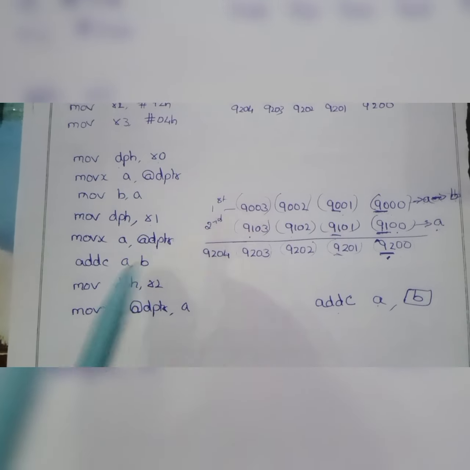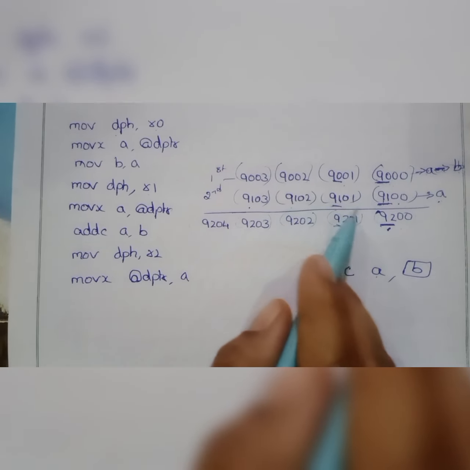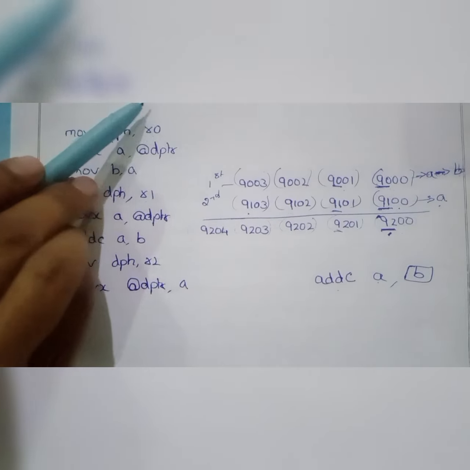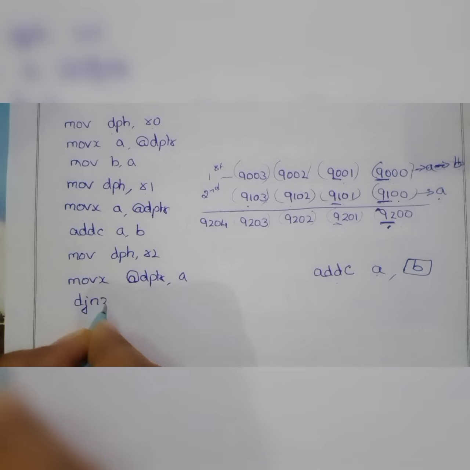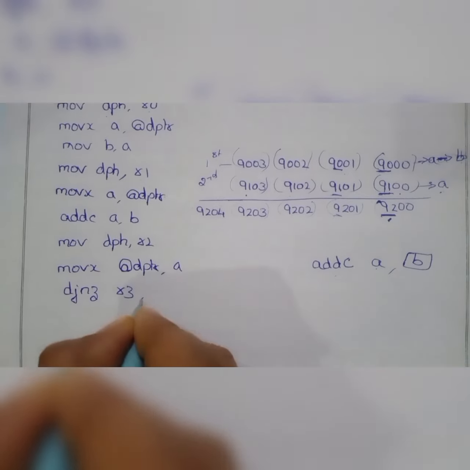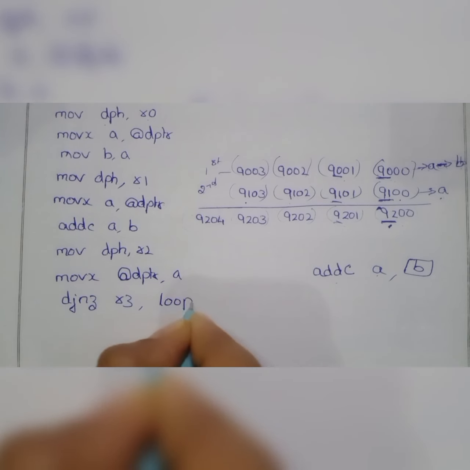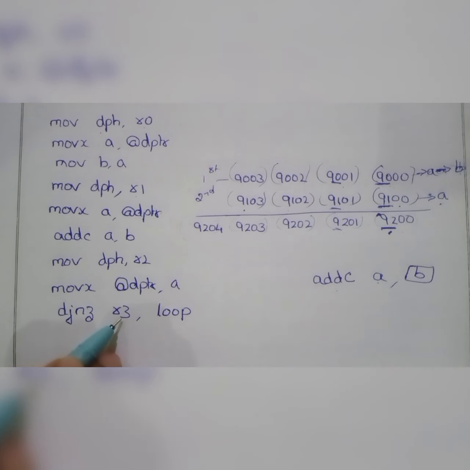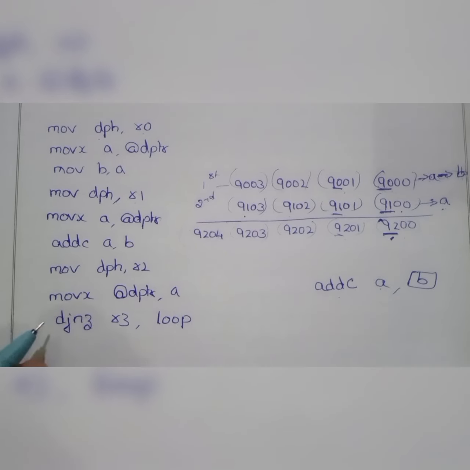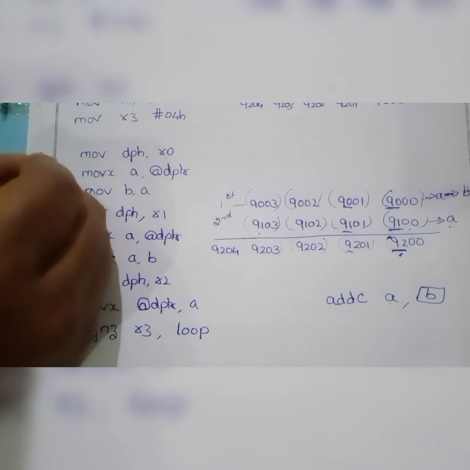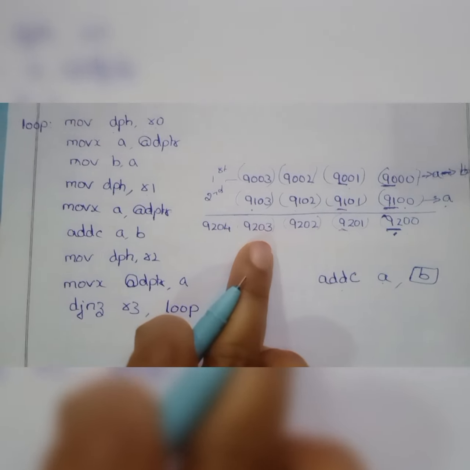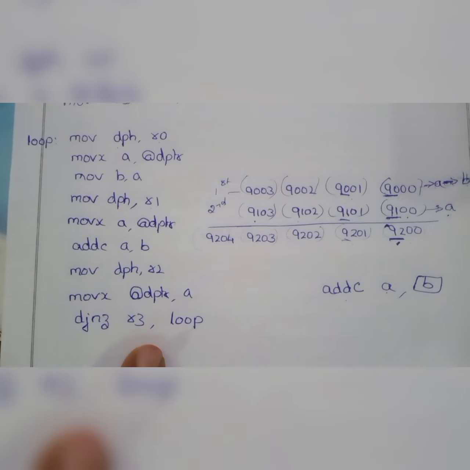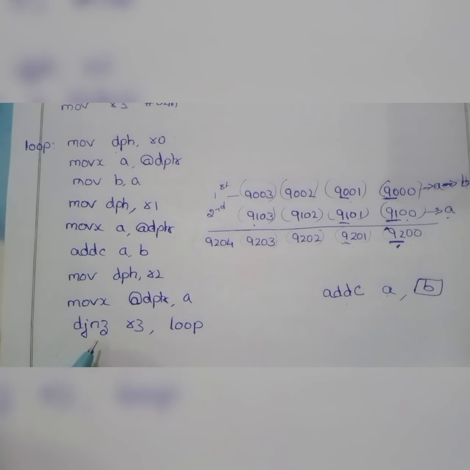For which, what shall we do? Let us repeat this how many times? 4 more times. So I'll use the instruction DJNZ R3 because the number of bytes we have stored it in the R3, loop. So R3 is having 04 until it becomes 00, it reaches back to loop and I have to write the loop here. So it will be repeated until this 4 bytes is completed. Once after the register R3 becomes 0, it comes out of the loop.